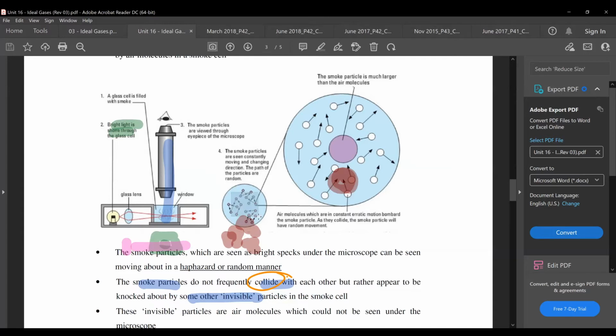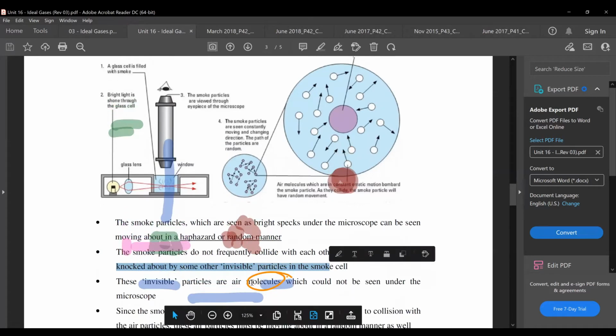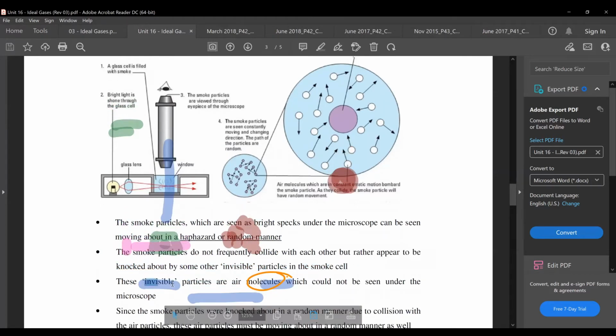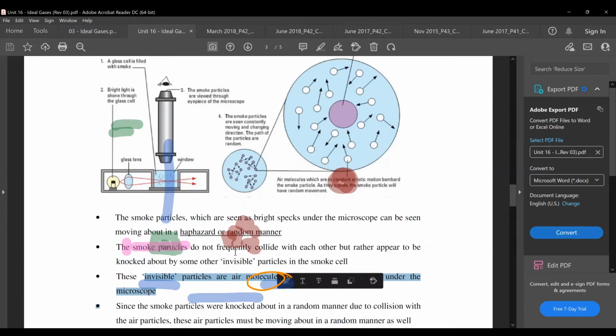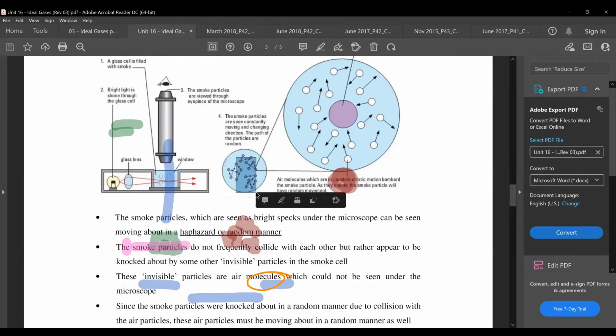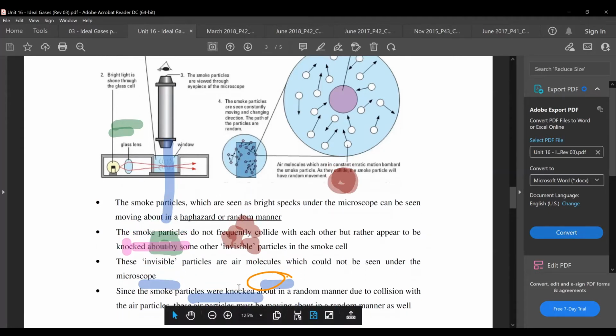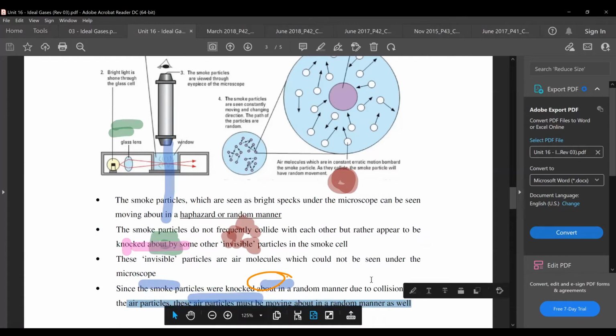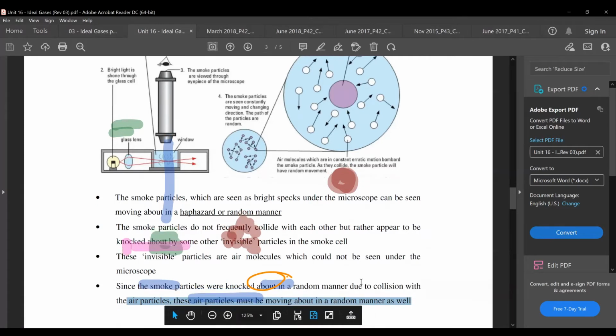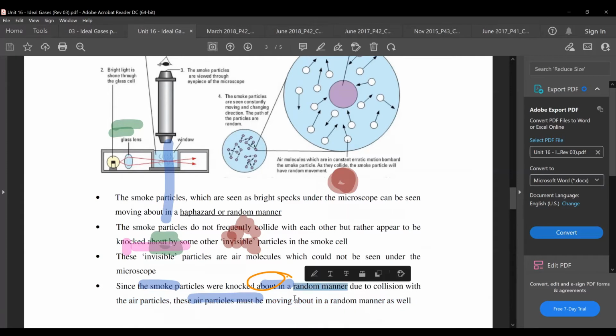Okay, the reason why they move like that wasn't so much because they were colliding with other smoke particles. It's more due to the fact that they were knocked about by some other invisible particles. The invisible particles we're talking about here are actually your air molecules. Because the smoke particles are moving in a haphazard, random manner, they concluded that the air particles themselves must be moving in a random manner. When the air molecules collide with your smoke particles, they cause the smoke particles to move in a random manner as well.